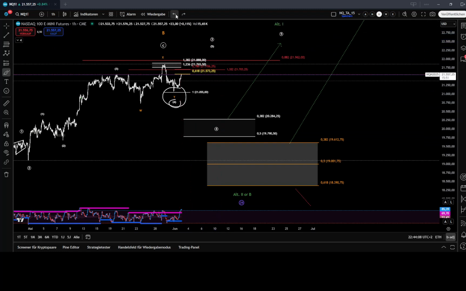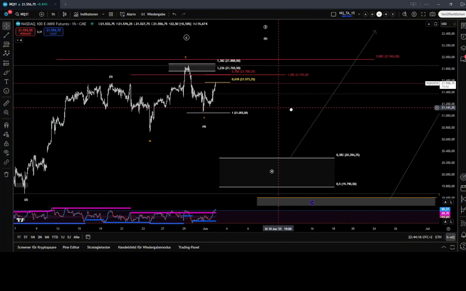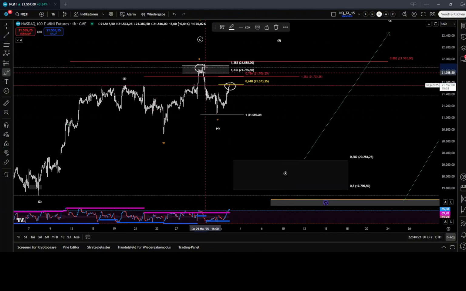And that's now getting interesting because also on this scenario, we need to take several levels. And right now, we are just close at the 61.8 here, taken from the high to the low. And still we have no confirmation.